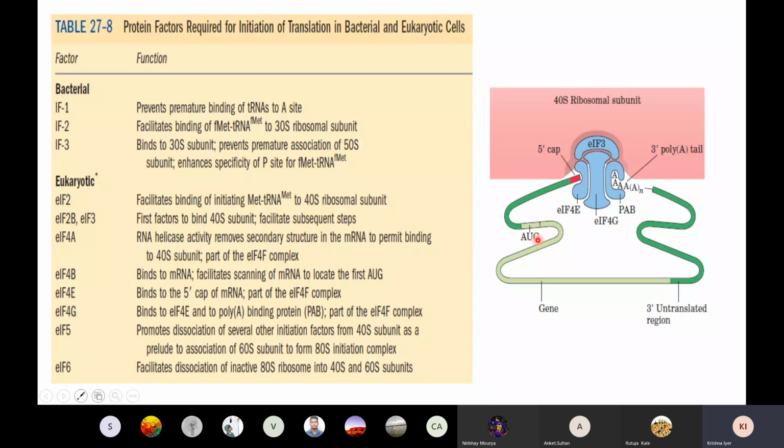Okay, and again in that case, as soon as this interaction occurs, all the subunits come together to give you the functional initiation complex. Okay, so the difference is this: if you look here, in bacteria we talked about only 3 initiation factors. In eukaryotes we have 6 of them. Okay, and how are they distinguished?